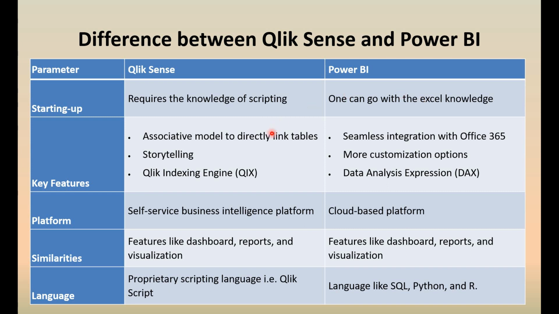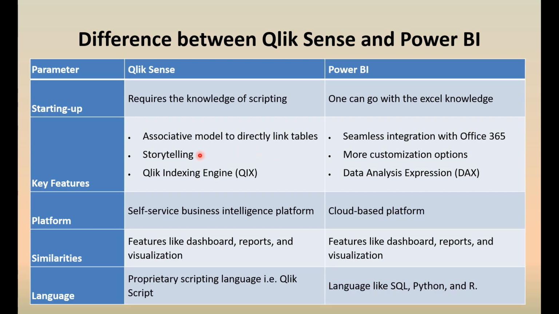And coming to the key features, the associative model is directly linked tables. So here the link table is a concept, which is data modeling. We can link the tables in order to maintain a star schema, snowflake schema, etc., to form a link table. And the fact tables concept.